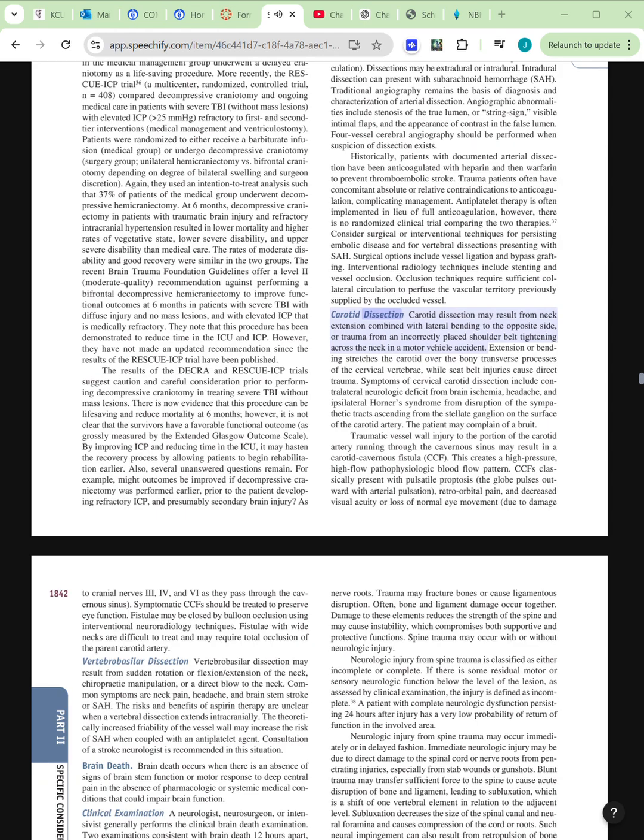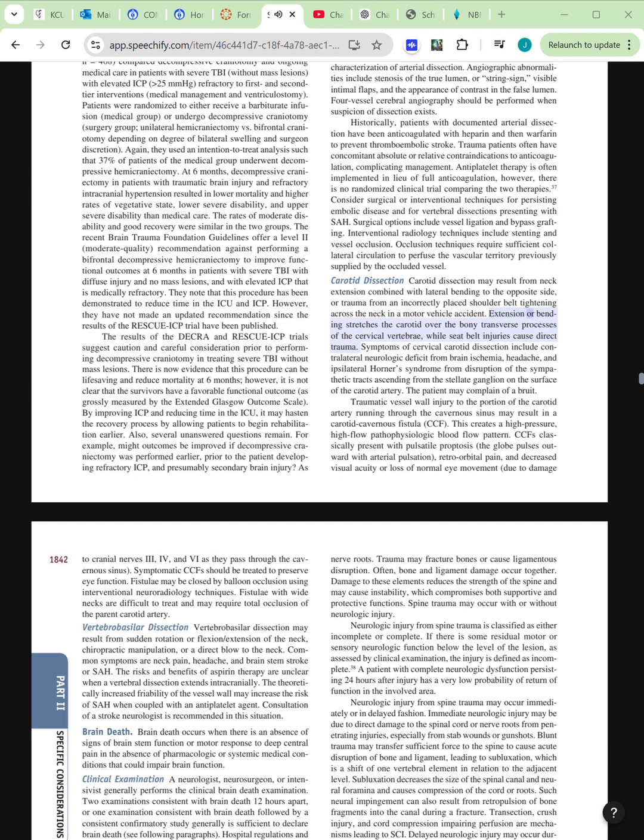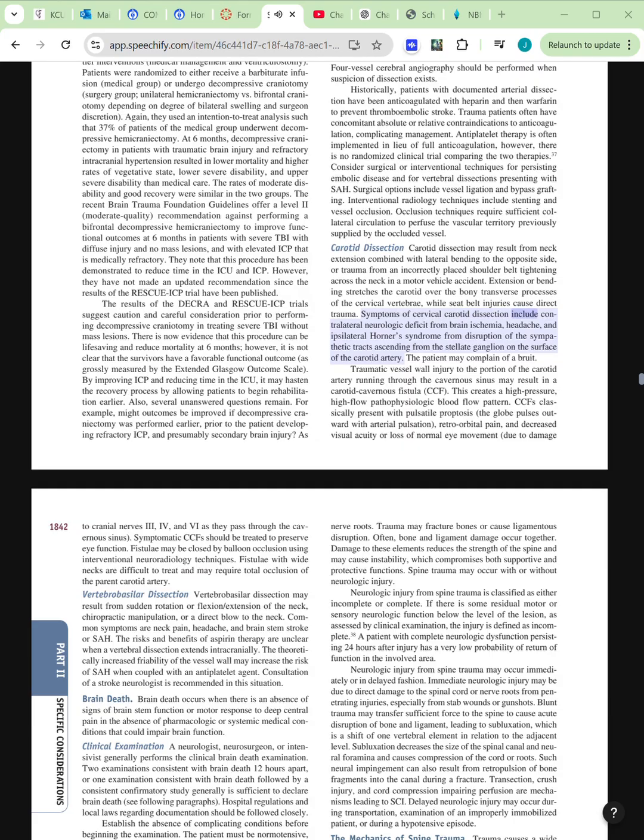Carotid dissection. Carotid dissection may result from neck extension combined with lateral bending to the opposite side, or trauma from an incorrectly placed shoulder belt tightening across the neck in a motor vehicle accident. Extension or bending stretches the carotid over the bony transverse processes of the cervical vertebrae, while seatbelt injuries cause direct trauma. Symptoms of cervical carotid dissection include contralateral neurologic deficit from brain ischemia, headache, and ipsilateral Horner syndrome from disruption of the sympathetic tracts ascending from the stellate ganglion on the surface of the carotid artery.